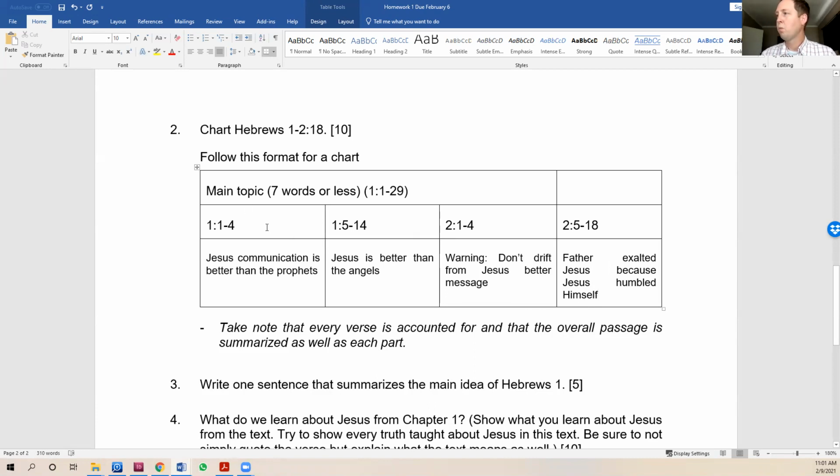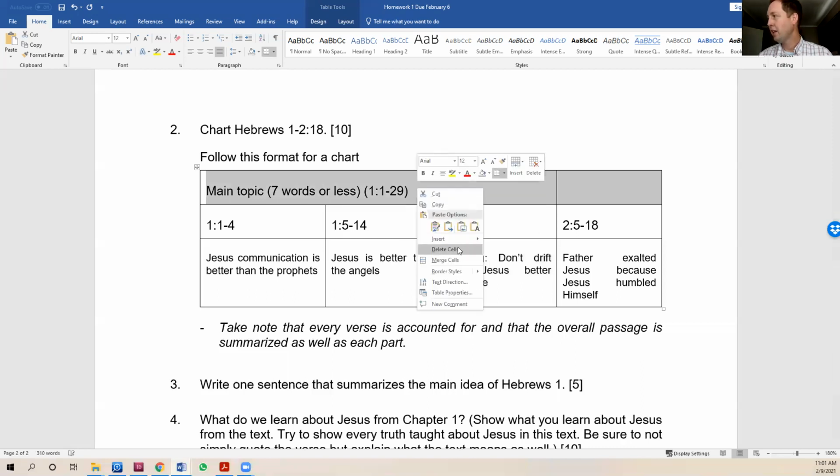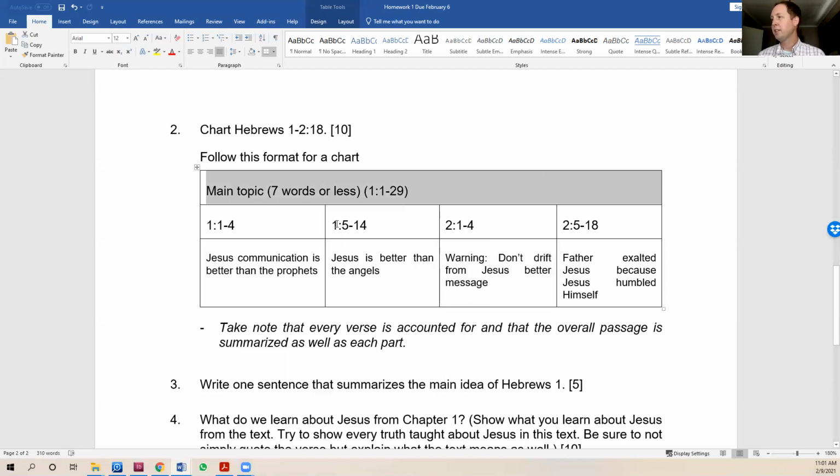Now we have each paragraph. We have 4 different topics in chapters 1 and 2. But is there a main topic that links all of these together? We could divide it up and say Jesus is better than the prophets, 1 to 4, and then 5 to 18, Jesus is better than the angels. That would work just fine. But if we did that, we would still need another topic that links all of this, because you need one topic that covers everything.